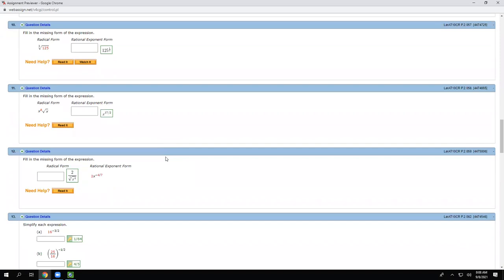Does anybody not want me to go over those? I can go over all three. So for 10 on their review, they want rational exponent form.